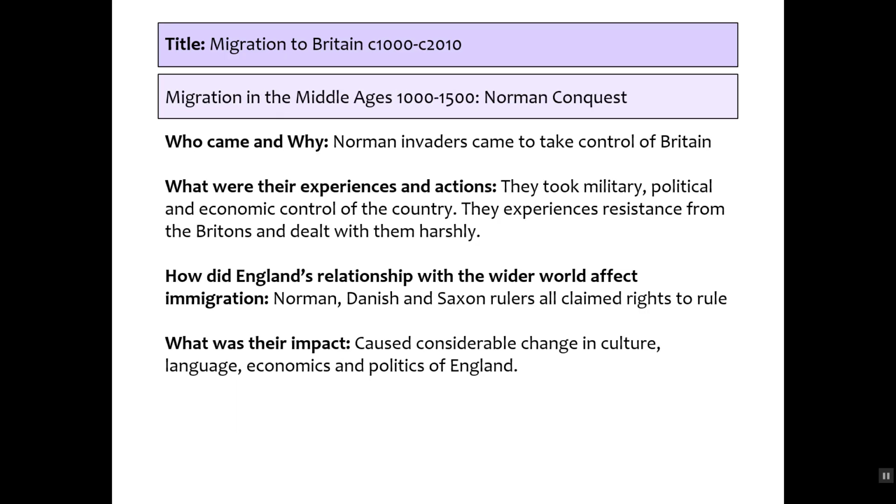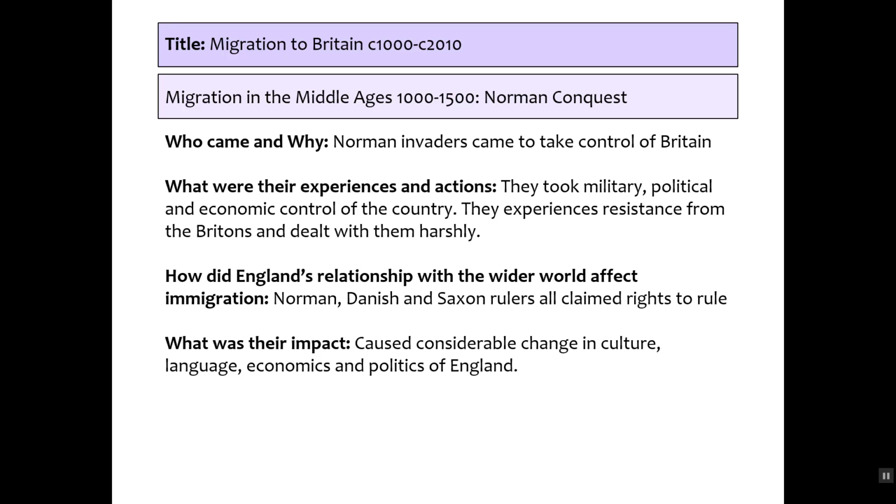In this period, who comes? Well, the first section, we've got the Norman Conquest. The Norman invaders, of course, they come to take control of Britain, successfully defeat the Anglo-Saxon king and the Danish king, and the Normans take over. They instigate huge amounts of change, and they start to invite other Normans over. So they took military, political, and economic control of the country.